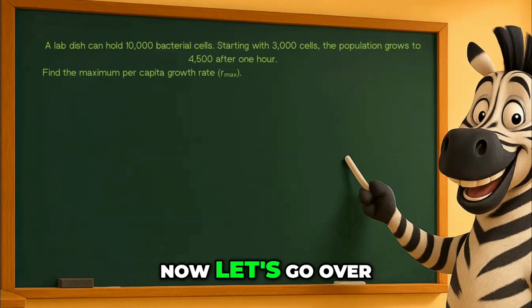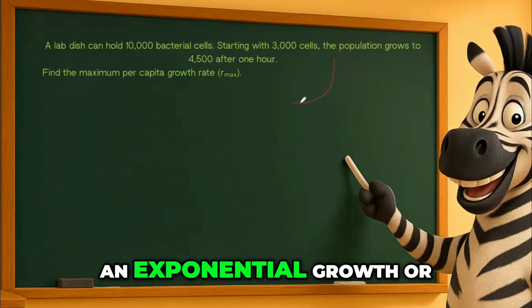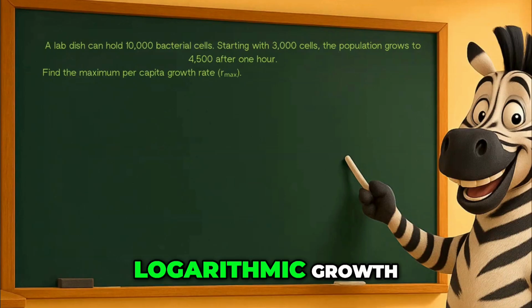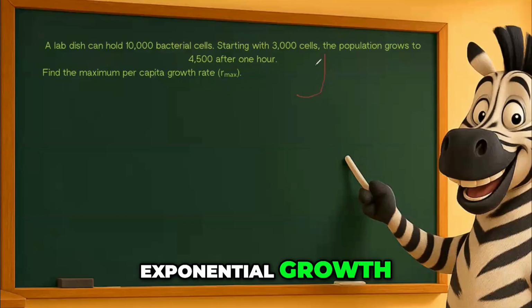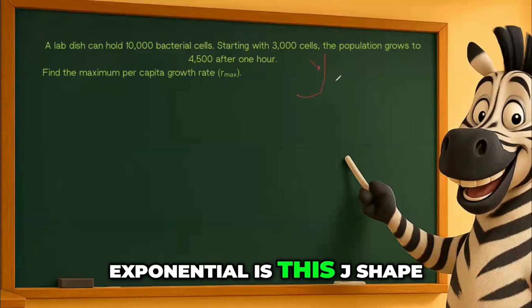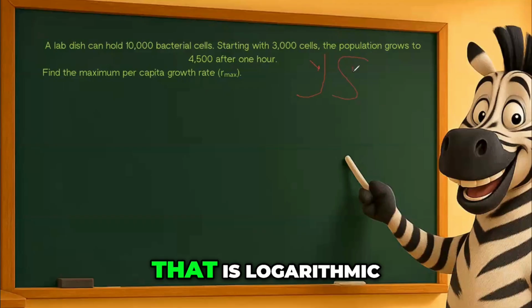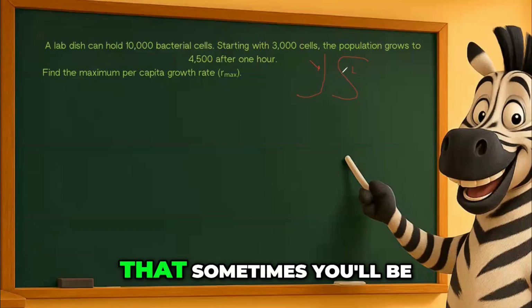Okay, now let's go over some things before we get started. First we have to identify whether it's an exponential growth, a sigmoidal growth, or logarithmic growth. And I just want to point out a couple things. The first thing is, if you have an exponential growth, remember exponential is this J shape. If it formulates an S shape, remember that is logarithmic. I just want to point that out as a difference.